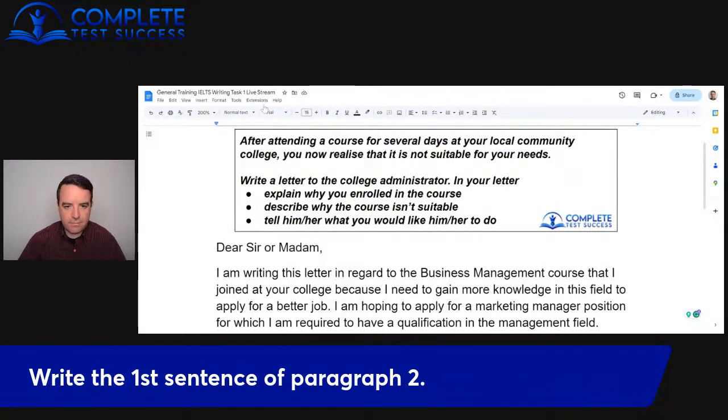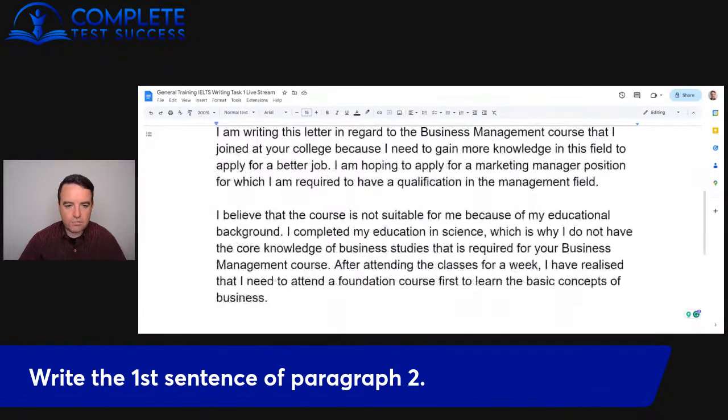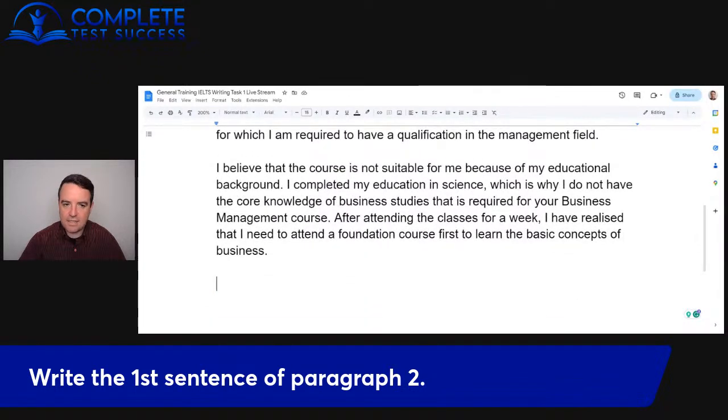Now, in the next paragraph, we need to respond to the third prompt, which says, tell him or her what you would like him or her to do. So you have to say what you want the college administrator to do about your situation. And it's the same thing. We're going to respond directly in the first sentence, and then we're going to develop that prompt fully. So we're going to have a third paragraph here.